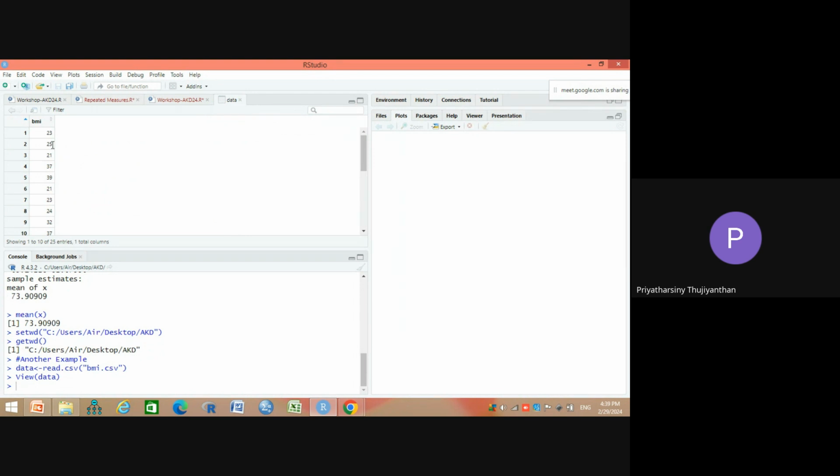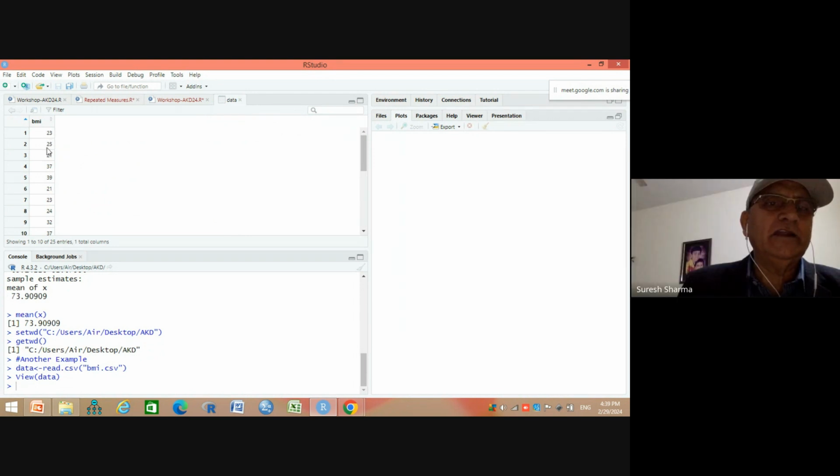These are all BMIs. Let's say the BMI of the first person is 23, of the second person is 25, one sample only 21, 37. Right? So this is BMI. So I'm just closing the data and going back to the program again. Now you have seen the data.